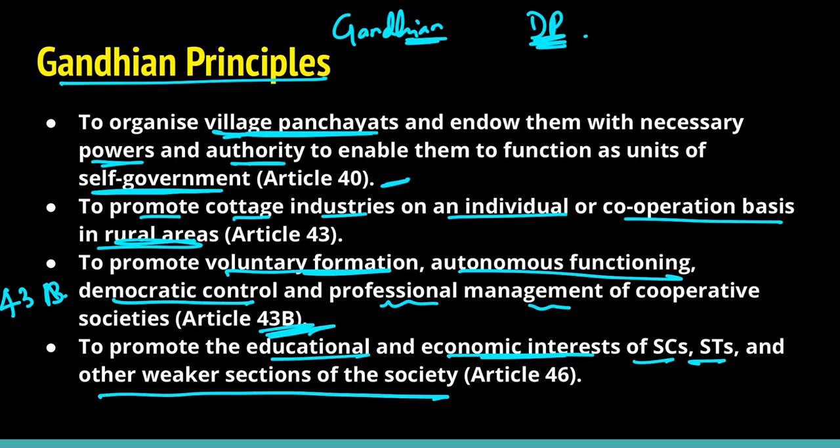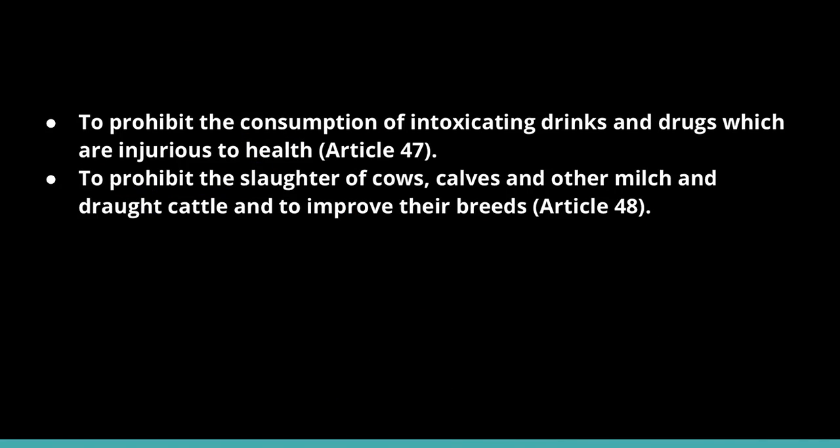The Gandhian principle promotes the educational and economic interest of Scheduled Castes, Scheduled Tribes and other weaker sections of society, and it also protects them from social injustice and exploitation. This has been included in Article 46. The Gandhian principle completely prohibits the consumption of intoxicating drinks and drugs which are injurious to human health, and this principle has been included in Article 47 of the Constitution.